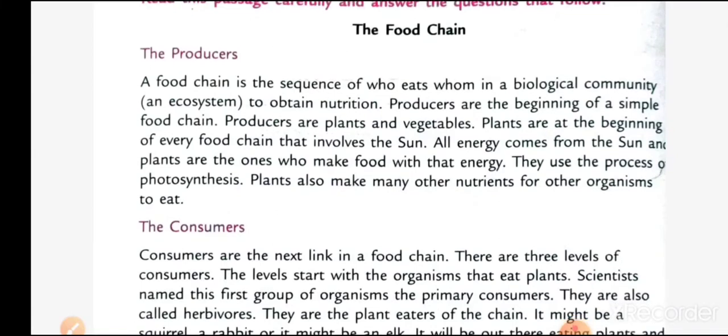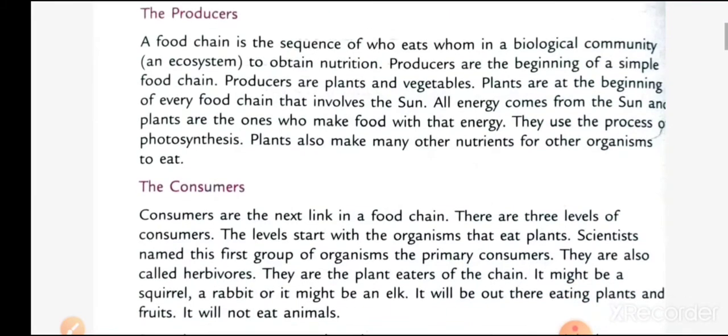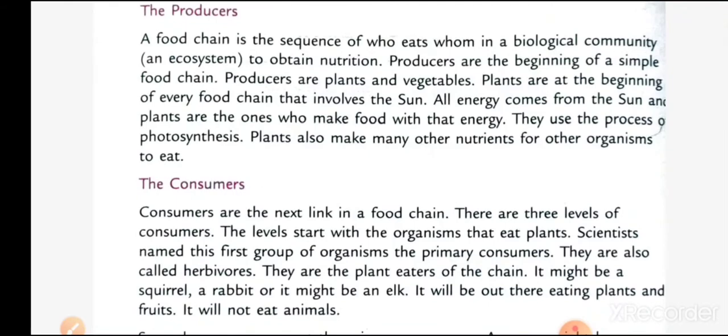The producers. A food chain is the sequence of who eats whom in a biological community and ecosystem to obtain nutrition. Producers are the beginning of a simple food chain. Producers are plants and vegetables. Plants are at the beginning of every food chain that involves the sun. All energy comes from the sun, and plants are the ones who make food with that energy. They use the process of photosynthesis.